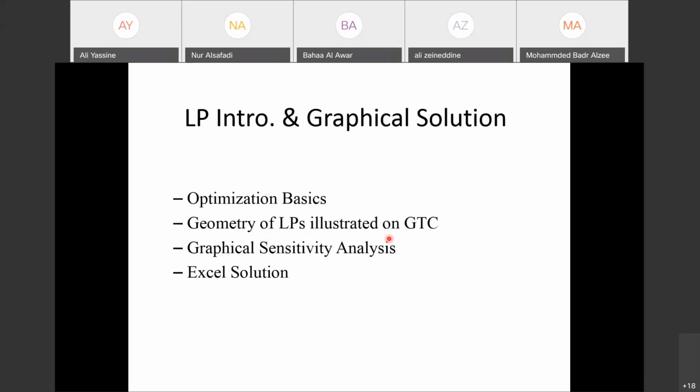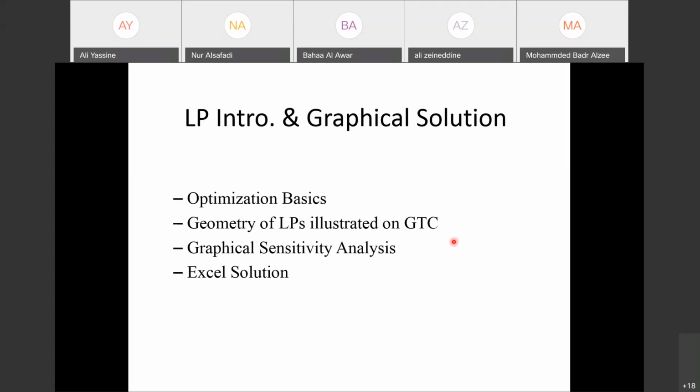What are some of the properties of a linear program from a geometry perspective, using a problem we call GTC, which is already on Moodle? So you should have the Excel file for that problem on Moodle. Take a look at it. I actually placed a bunch of Excel files on Moodle, which we will use today and next week. So take a look at them.